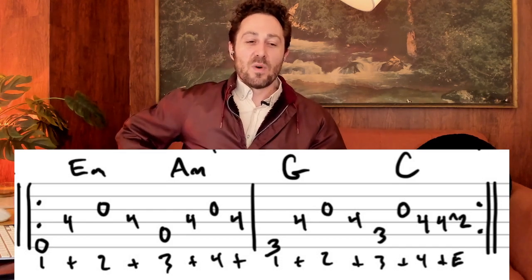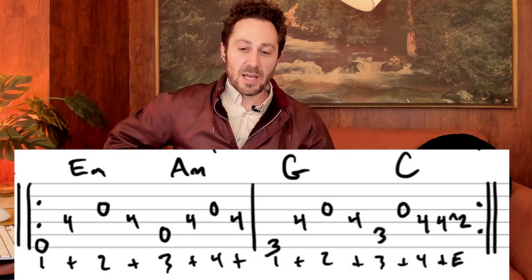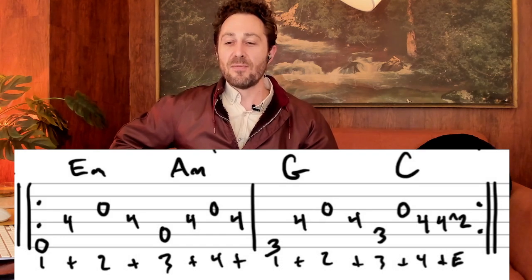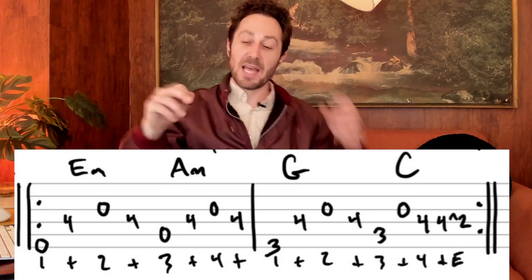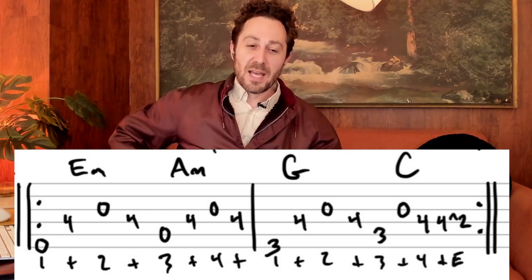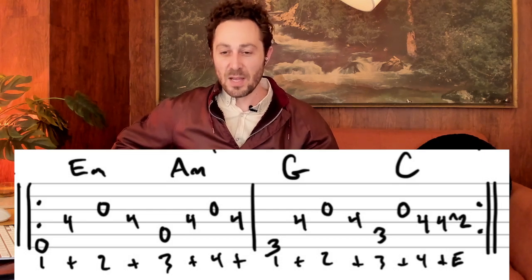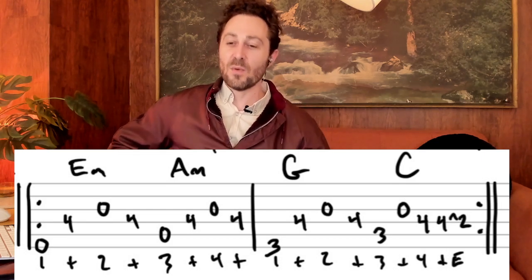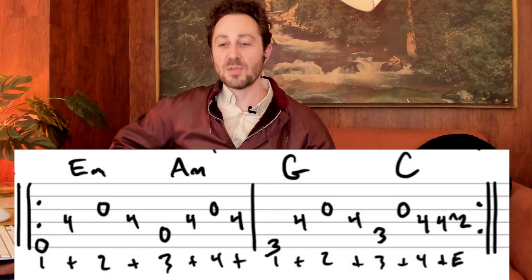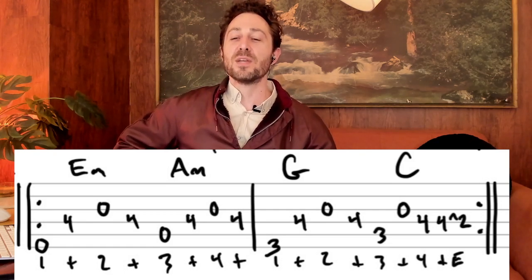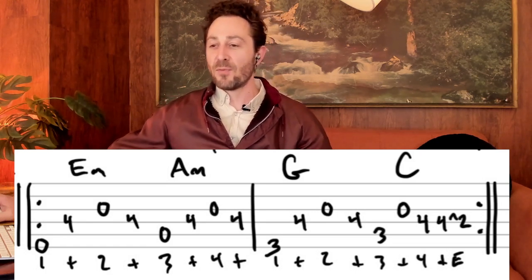It's going to be 1 and 2 and 3 and 4 and 1 and 2 and 3 and 4 and 1 and 2 and 3 and 4. I made a typo. I wrote and E. That's a mistake. It should be and. 1 and 2 and 3 and 4 and 1 and 2 and 3 and 4 and 1 and 2 and 3 and 4 and 1 and 2 and 3. So let me break that down for you.